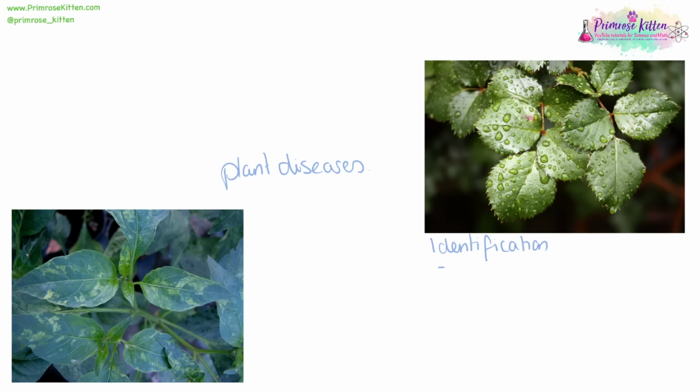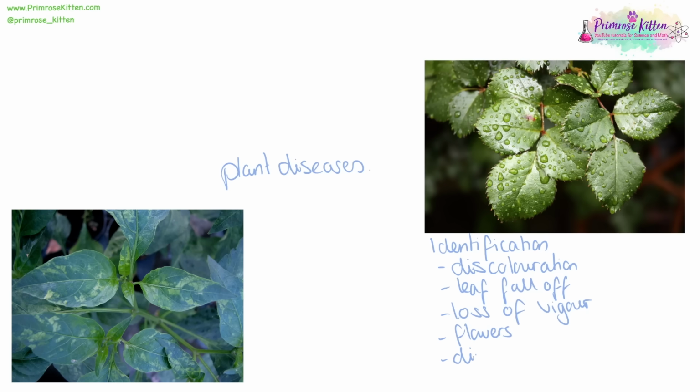Plant diseases can be identified in a number of different ways. This could be due to discoloration of the leaves. So here we have the tobacco mosaic virus, where you can see the leaves going coloured, or they could have a black colour developing, as in rose black spot. The leaves could fall off. It could have a loss of vigour, which basically means it falls over and looks a bit pathetic. The flowers could either develop wrong, or not develop at all, or it could die.